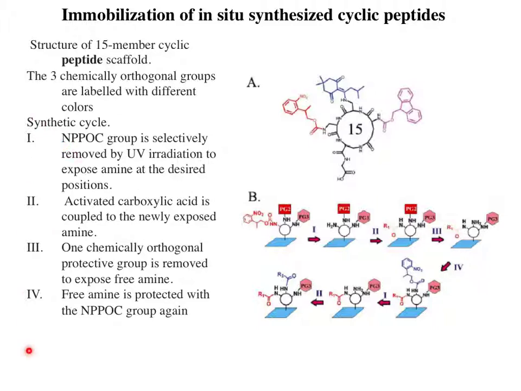So here, if we look at the synthetic cycle, your NPPOC group is selectively removed by UV irradiation to expose the amine at the desired position, shown here. Activated carboxylic acid is coupled to the newly exposed amine, shown here. One chemically orthogonal protective group is removed to expose a free amine, shown here. And then the free amine is protected with NPPOC, shown here again. And then you can deprotect, react with another carboxylic acid that's been activated, and proceed on.